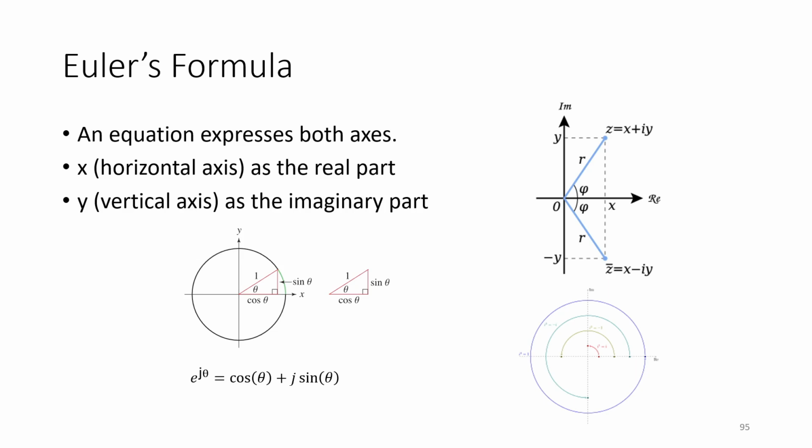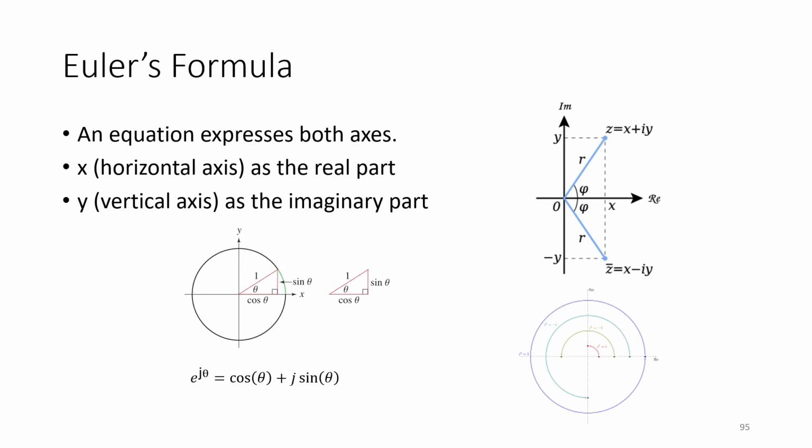So Euler's formula looks like this: the natural exponential e to the j theta equals cosine theta plus j sine theta, and j is the imaginary root of -1, right?